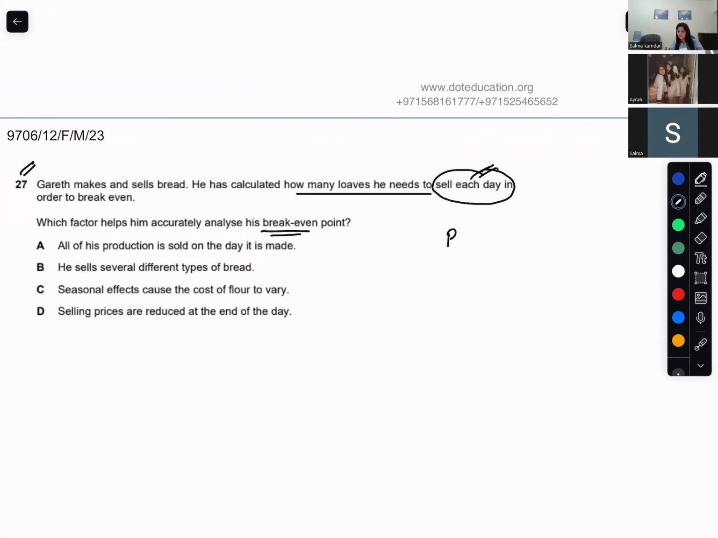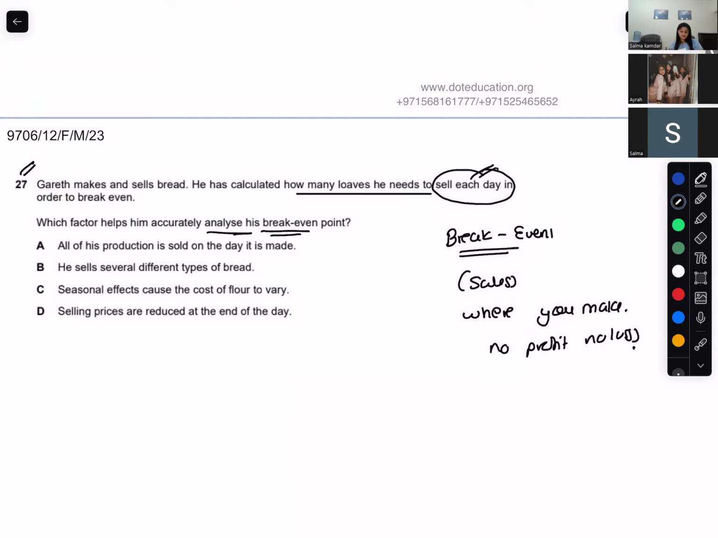What is break even point? The point at which there is no profit or loss. It is that point of sales where you make no profit, no loss. So, what factor will help him accurately analyze his break even point? Can you please read the options?